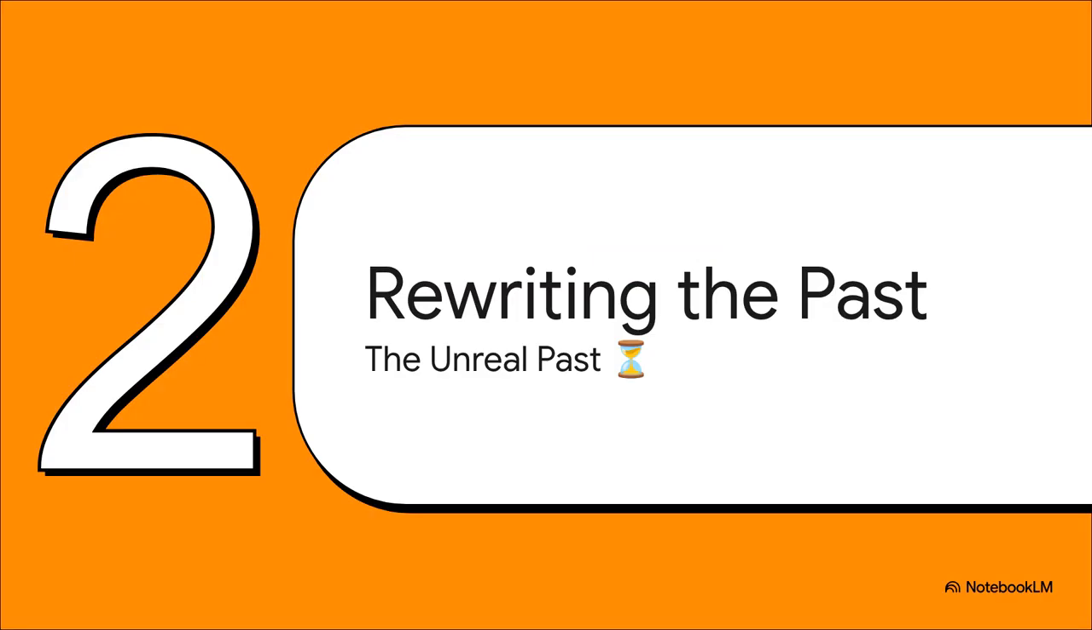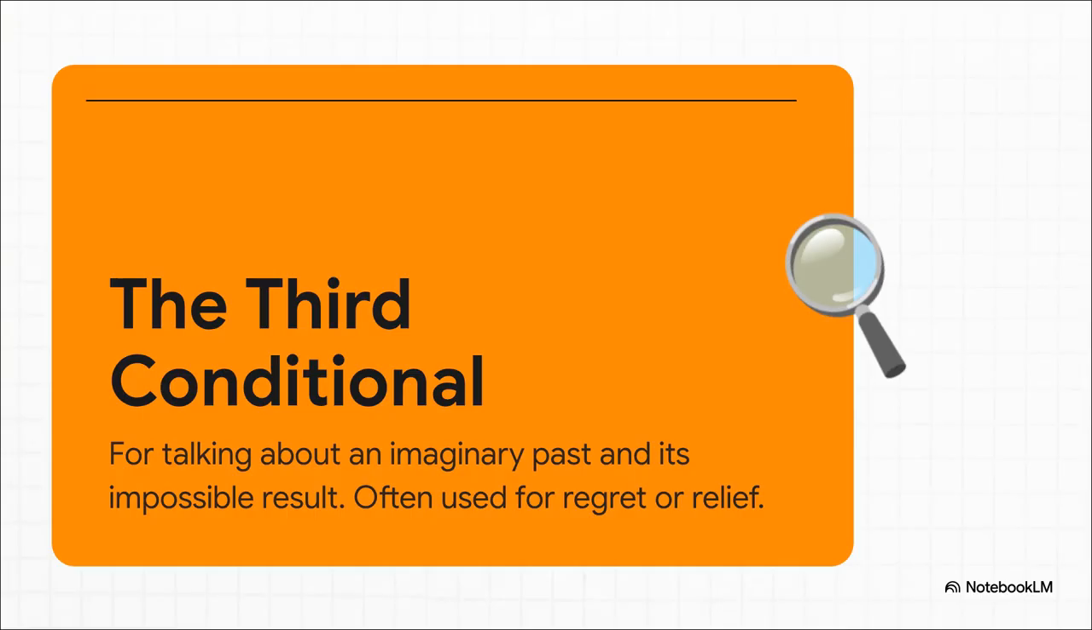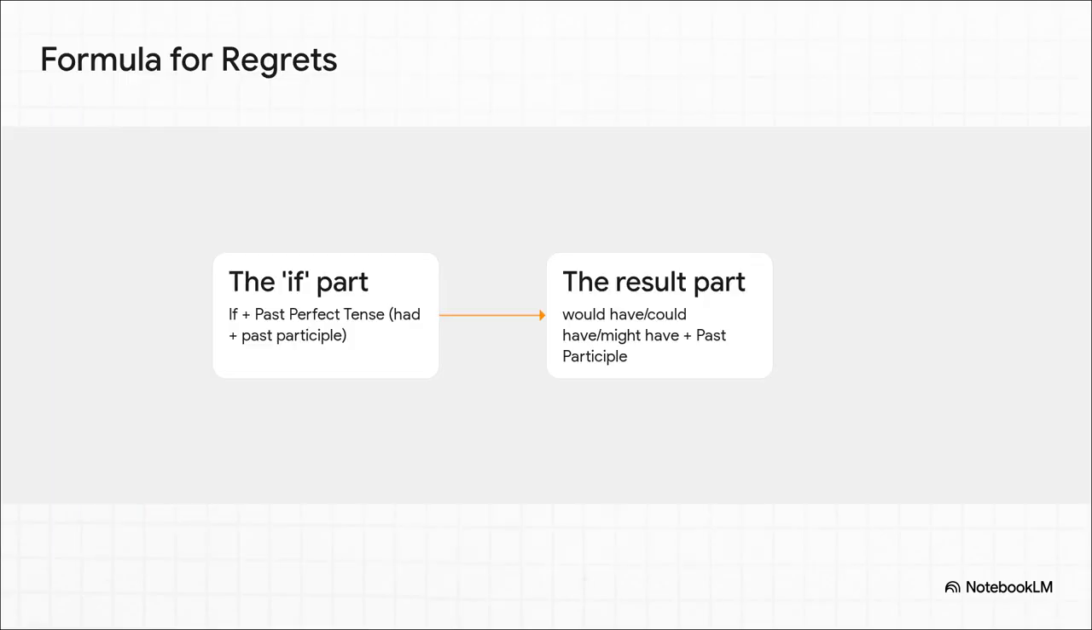But what if we want to go back and imagine a different past? Well, for that, we need our second big tool, the third conditional. Think of the third conditional as your own personal grammar time machine. It's all about looking back at a past situation that didn't happen and then imagining what that impossible result would have been. This is the language of regret for sure, but also relief. Now, the formula here is a little bit beefier, but it makes total sense because we're going further back in time. The if part needs the past perfect. That's had plus the past participle. And the result? That's would have, could have, or might have plus another past participle.